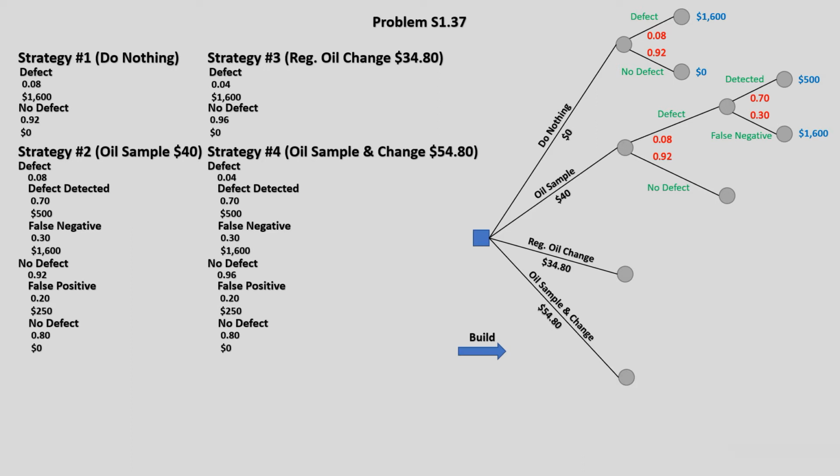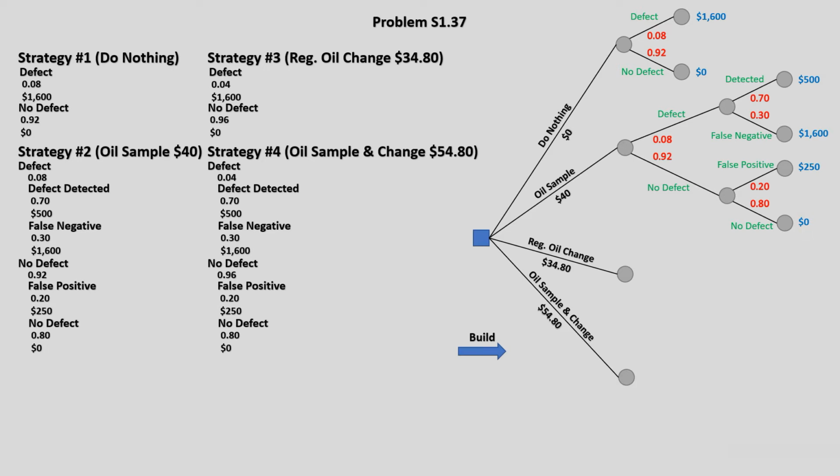Let's go down to the second branch of strategy number 2. No defect is actually present. You do the sample. There are 2 states of nature. You are given a false positive, or you're given that no defect has been detected, which is accurate. Each one of these has their probabilities, and there's a cost at the end. If you get a false positive and you investigate, the cost is $250. No defect is detected, $0 is your cost.